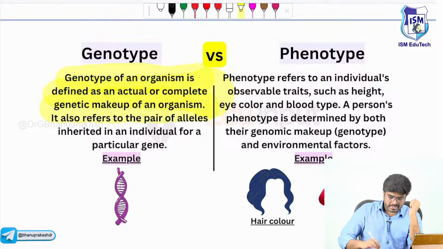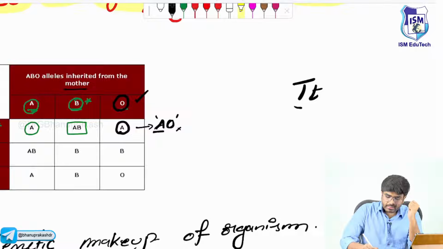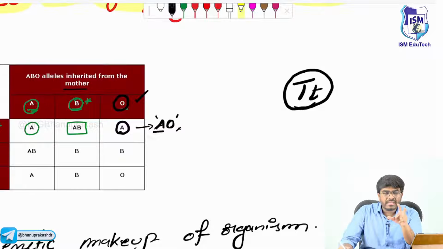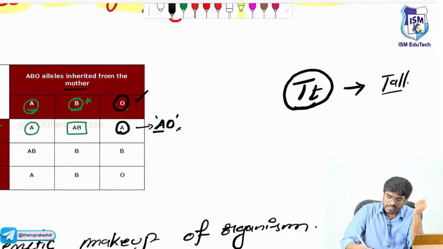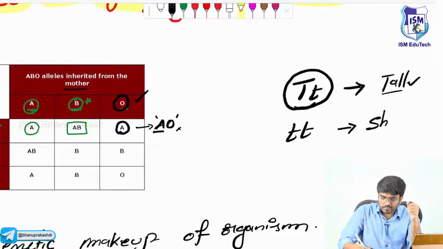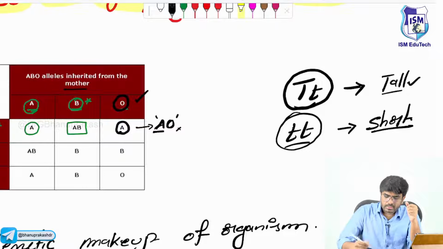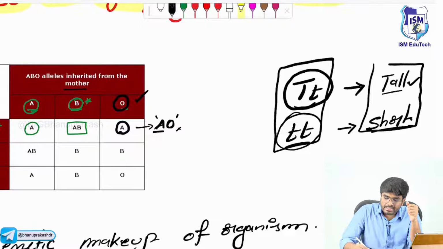For example, I am having one capital T allele, one small t allele. This is the genotype. We are talking about how the alleles are. And what is a phenotype? Because I am having one dominant allele and one small allele, the phenotype is the expressed result that you can see from outside. It is tallness. This tallness is the phenotype. Now, if I am homozygous for the recessive allele, small t, then the phenotype is short. The genetic makeup is called a genotype. What you can see from outside is called a phenotype.